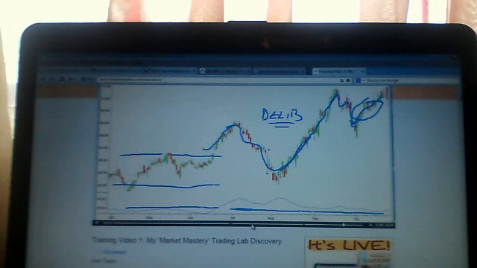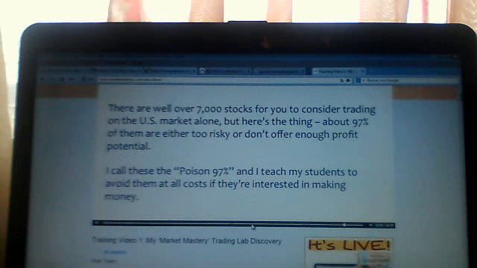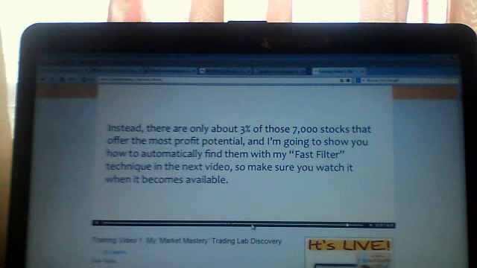Now this is such an important concept, I want to spend a minute more driving this point home. There are well over 7,000 stocks for you to consider trading in the U.S. market alone, and there are several thousand more in the international markets. But here's the thing, about 97% of them are either too risky or don't offer enough profit potential, as I've said. I call these the poison 97%, and I teach my students to avoid them at all costs if they're interested in making money, which I know they are. Instead, there are only about 3% of those 7,000 stocks at any point in time that offer the most profit potential, and I'm going to show you how to automatically find them with my fast filter technique in the next video. So make sure you watch it when it becomes available.